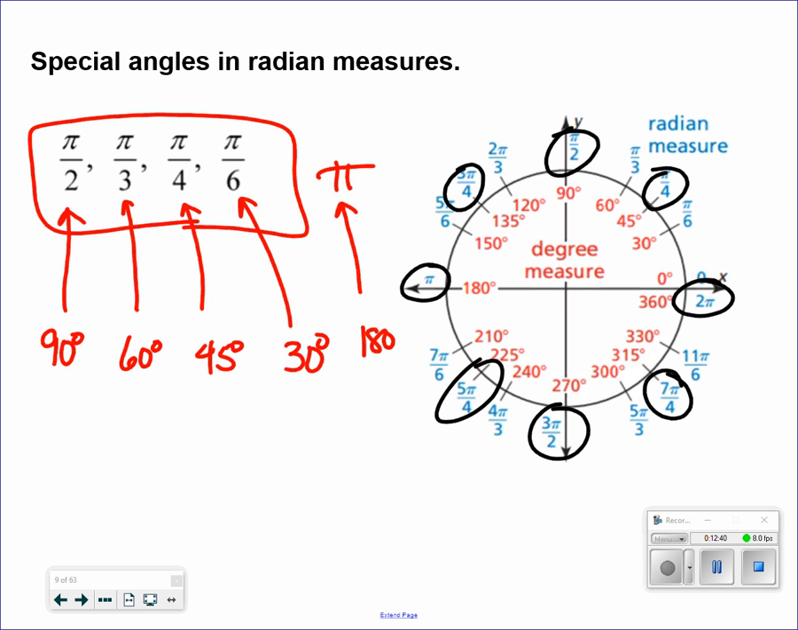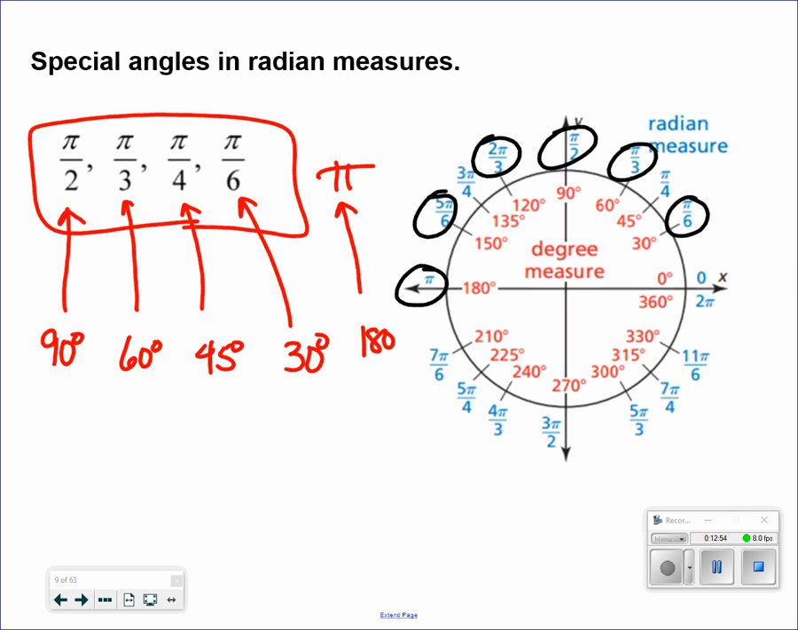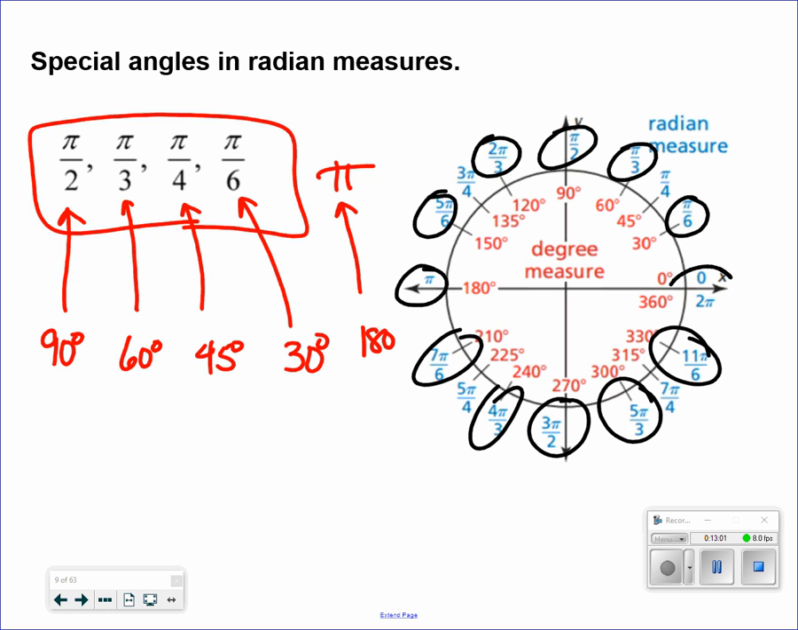Now for the hard one, or not the hard one, but now for the one that probably requires a little bit more understanding. 30-degree increments. So 1 pi over 6, 2 pi over 6, 3 pi over 6, 4 pi over 6, 5 pi over 6, 6 pi over 6. So now you're dividing this up into 30-degree increments going around the circle.